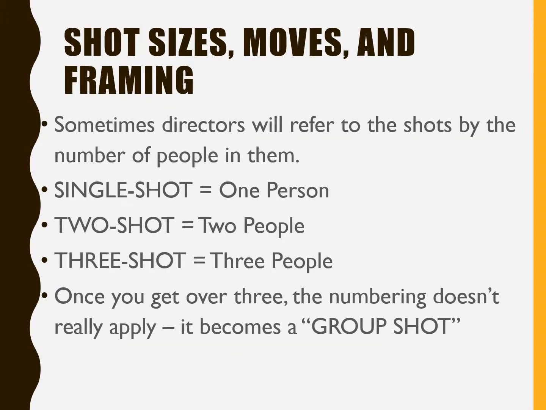So you think about the shots that we've talked about. That's how you would choreograph, lay out, storyboard what you want to see. And sometimes directors will refer to these shots by the number of people in them. So a single shot is a 1-person shot. A 2 shot would be 2 people. And a 3 shot is 3 people. Once you get over 3, the numbering doesn't really apply. It becomes more or less a group shot.